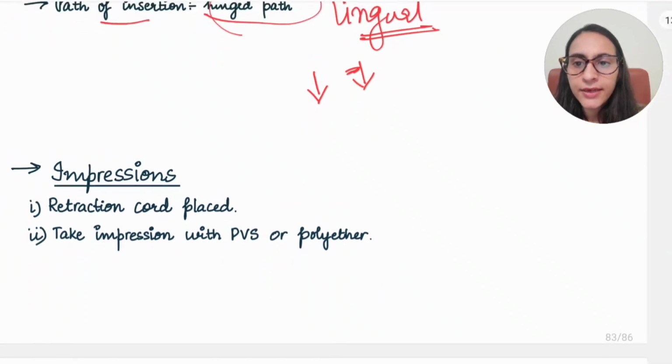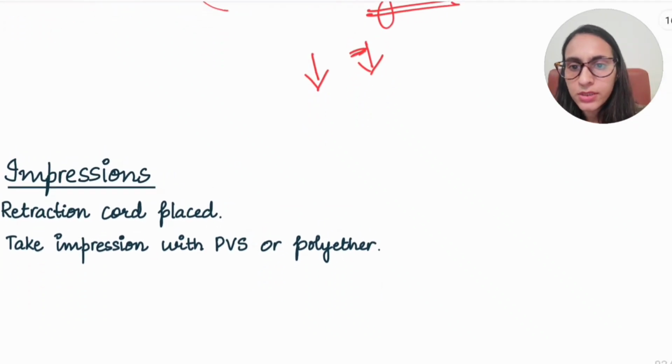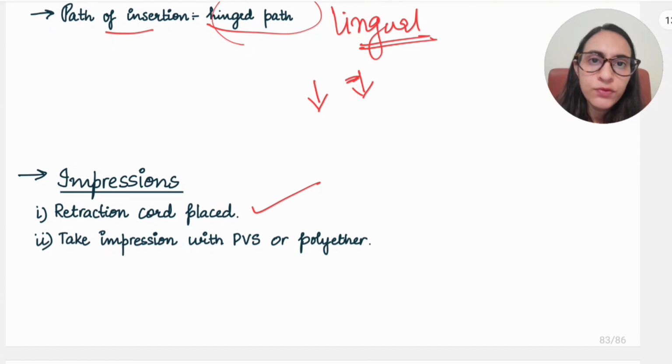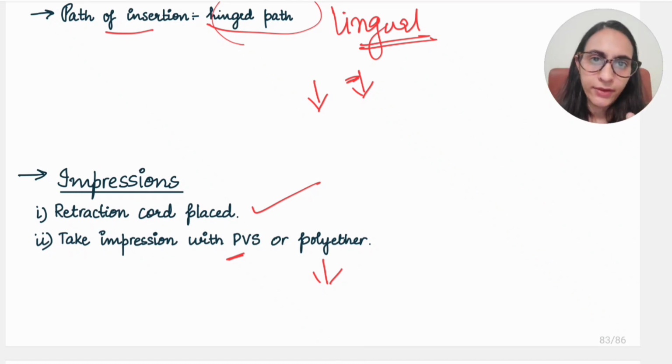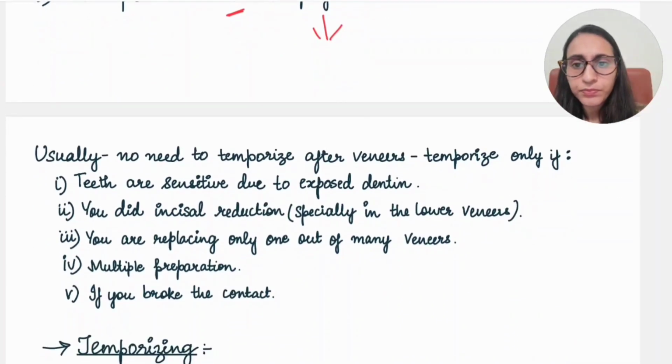So coming to the impression technique, the first thing you need to do is place the retraction cord, then remove the retraction cord and take the impression with the light body first, and then take the impression with the heavy body. Load the tray with the putty or heavy body.